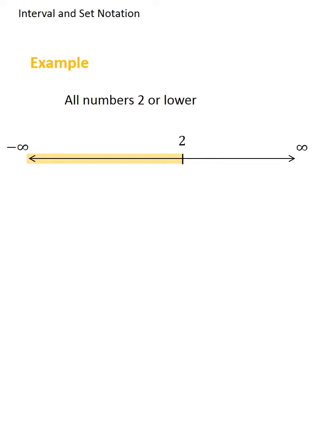Let's consider all numbers 2 or lower. This would include 0, -1,000, 1, 2 itself, and negative radical 3, which is about -1.7. We could write this as the set of all x such that x is less than or equal to 2, or in interval notation we would write -infinity through 2, more specifically the closed interval from -infinity to 2, because it includes its numerical endpoint.